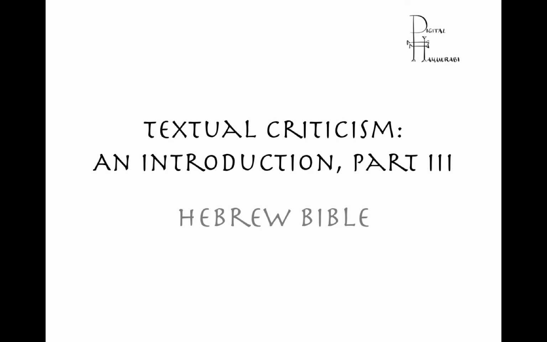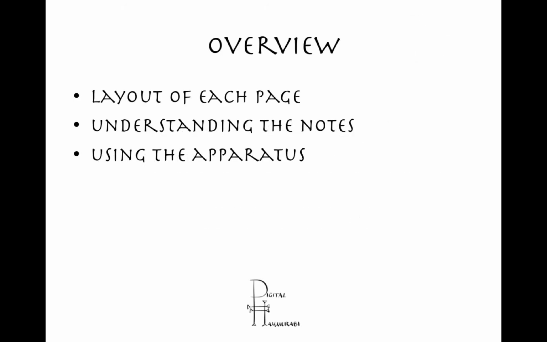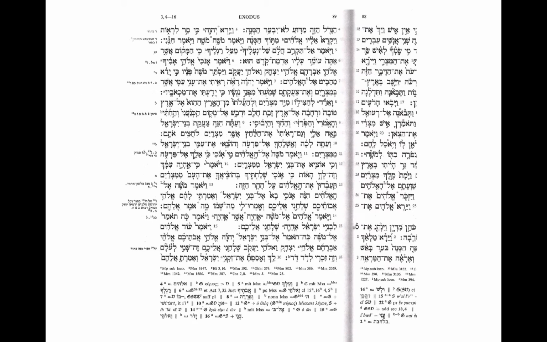Today we're going to be taking a look at the actual pages in the Hebrew Bible and how they're laid out, and how you can use them as a text critic to try to understand the different readings, the different variants that are found in the Hebrew Bible. We're going to look very briefly at the layout of each page, how to use the notes on the page, again, very briefly, and more importantly, how to use the apparatus at the bottom. So let's take a quick look at the layout of the page.